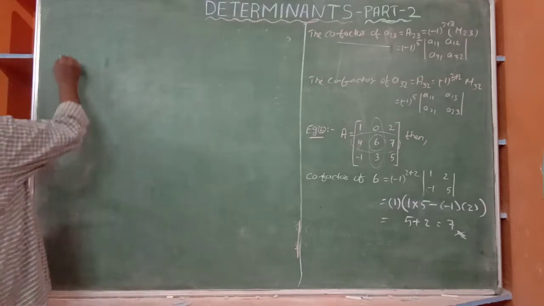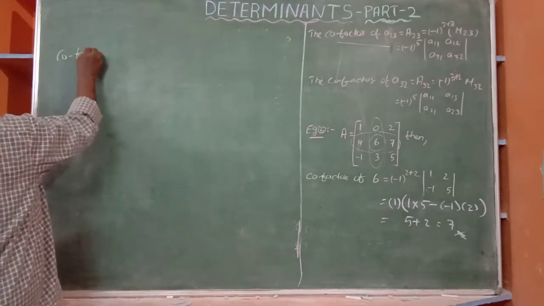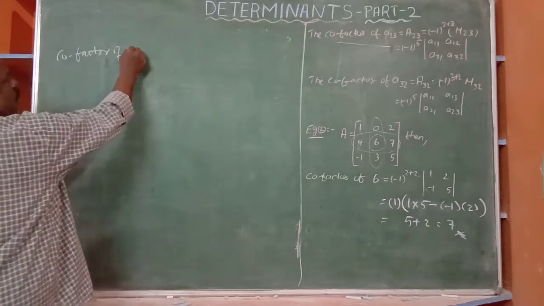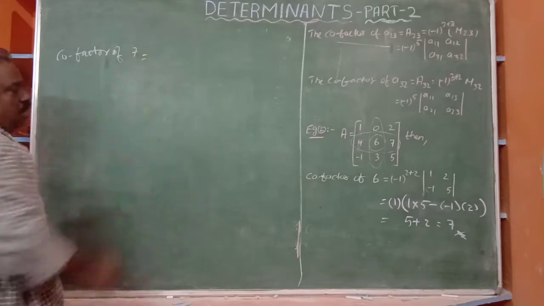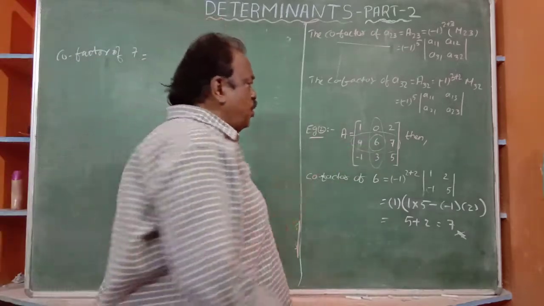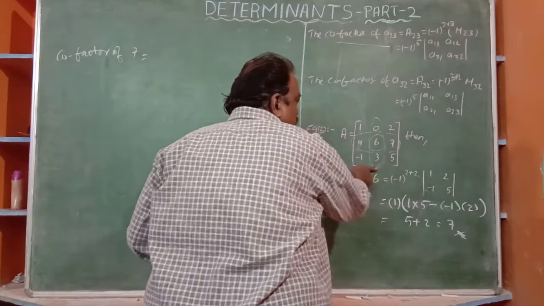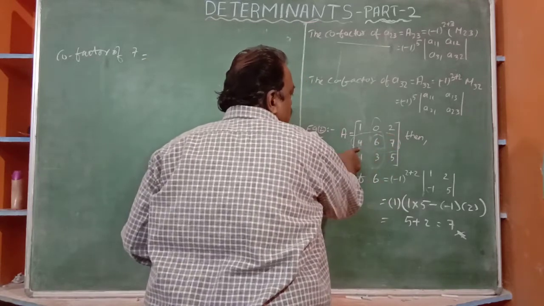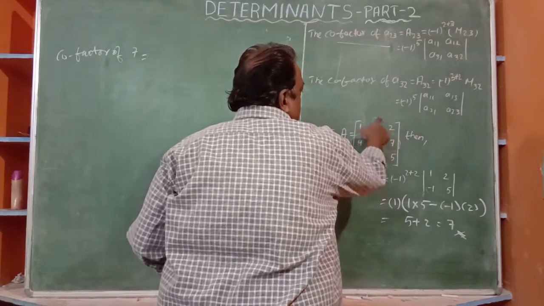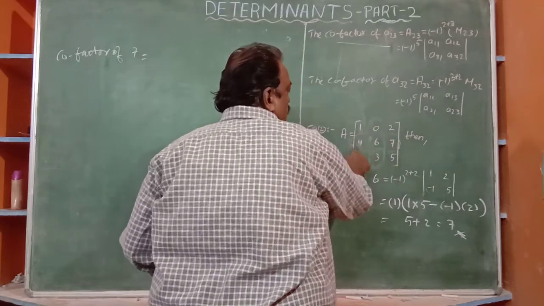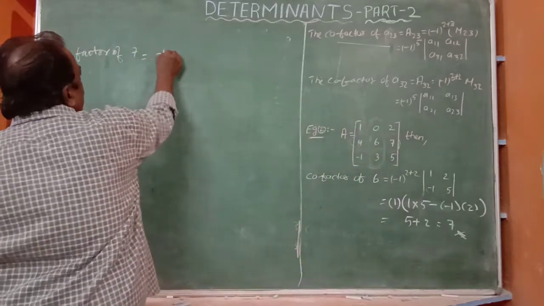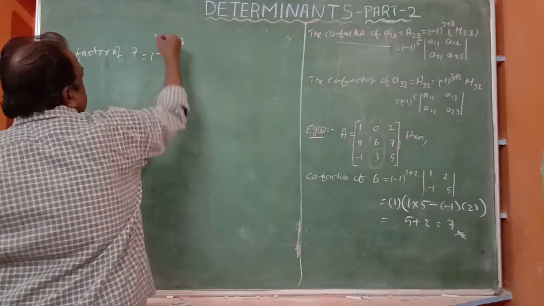Assume the cofactor of, for example, 7. Okay, now I am taking the 7. What is the position of 7? First we have to find it. What is the position of 7? That element 7 lies in the second row and third column. Be careful. Second row and third column.